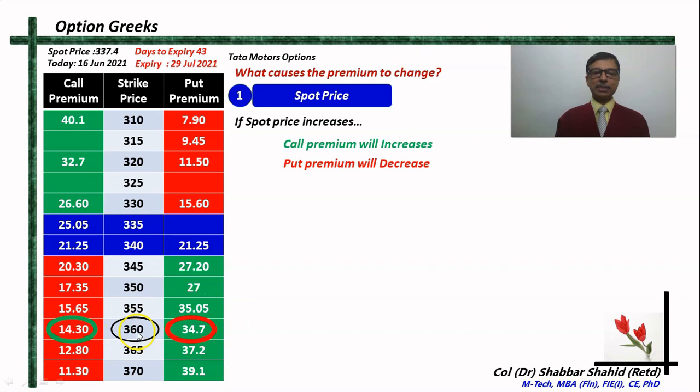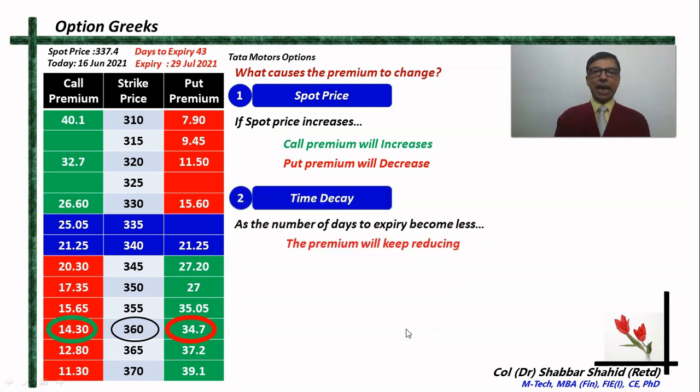All right. So you can understand from this that if the spot price has increased from 337.4 to say 360, then this line will become the ATM. This, what is red here on the left, will become green. What is green on the right will become red. All right. So all these premiums will change. This premium from 14.3 would have increased much higher than this. We have already studied this. We know it by now.